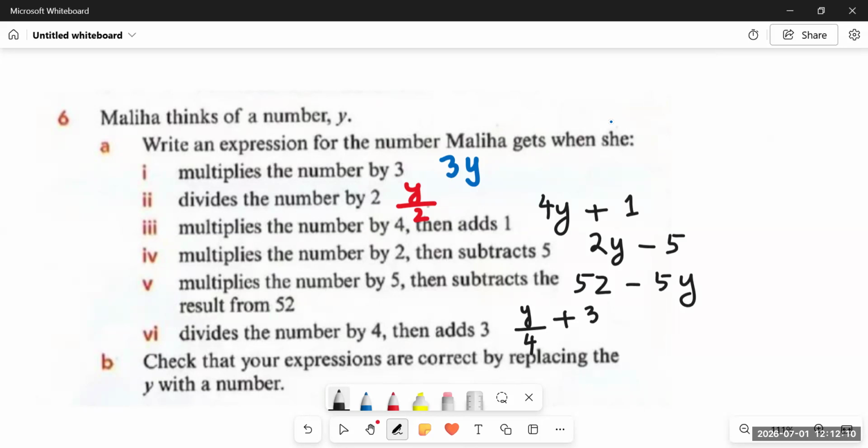Multiply the number by 4. 4 tens are 40, then add 1, 40 plus 1, 41. Multiply the number by 2. 2 multiplied by 10, 20. Then subtract 5, 20 minus 5 becomes 15.